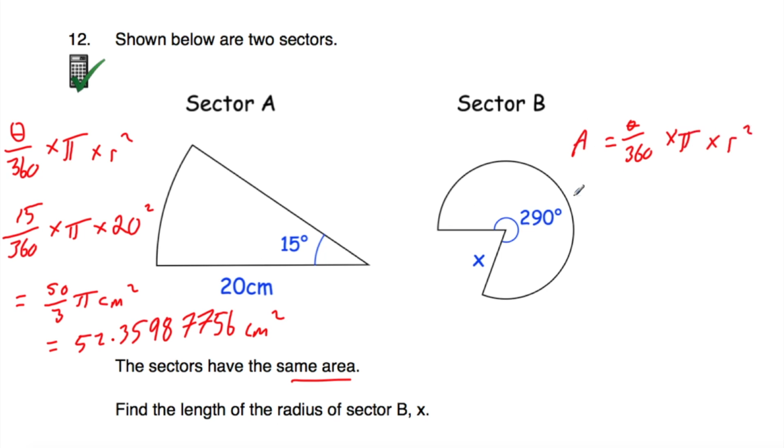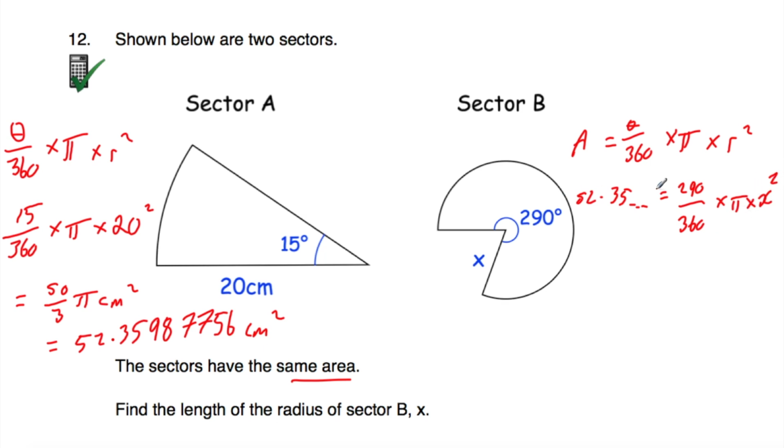The area is equal to 52.35 and so on. I'm putting my little dots to show that it carries on. I'm just a bit too lazy to write it all down. That is equal to beta, that's 290, because the angle inside that sector is 290 degrees, over 360 multiplied by pi multiplied by the radius, which in this case is x. So x squared, I'm going to do a curved x there to make sure I don't confuse it with the multiplication sign.